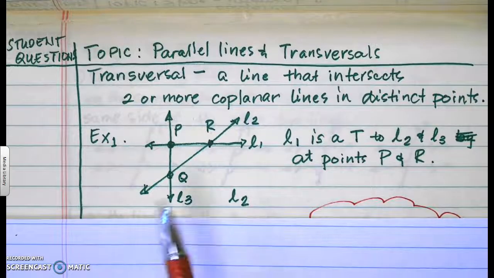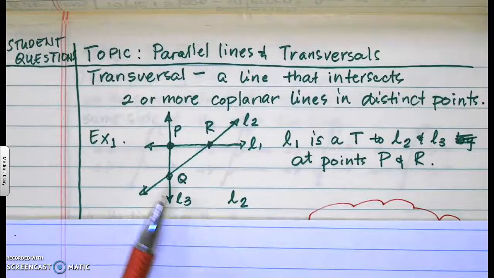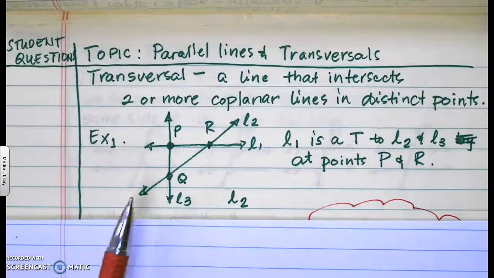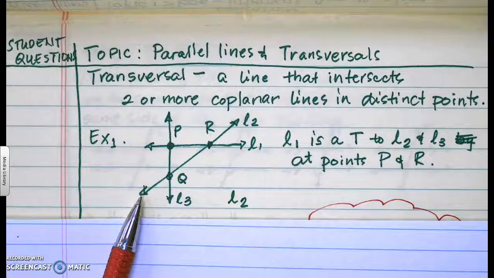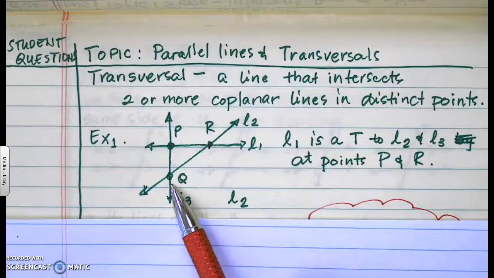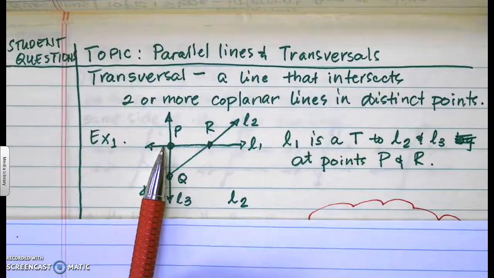However, if we take a look at line 2, it also serves as a transversal to lines 1 and 3 because line 2 intersects lines 1 and 3 in two different points, R and Q. Also, line 3 can be called a transversal because it intersects lines 1 and 2 at points P and Q.